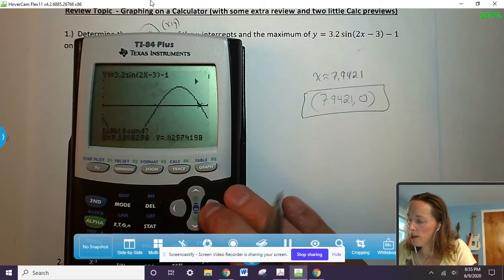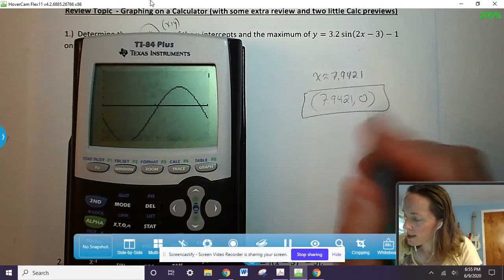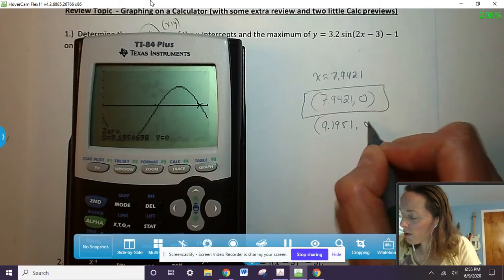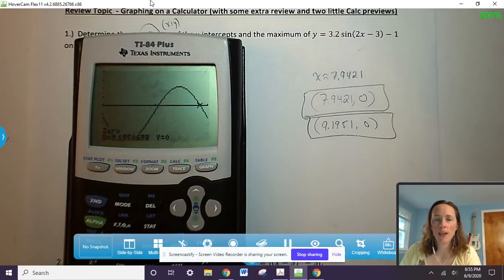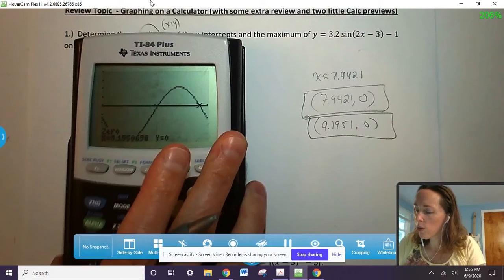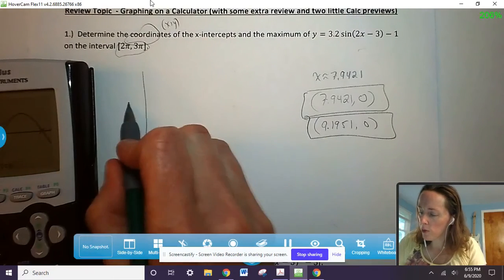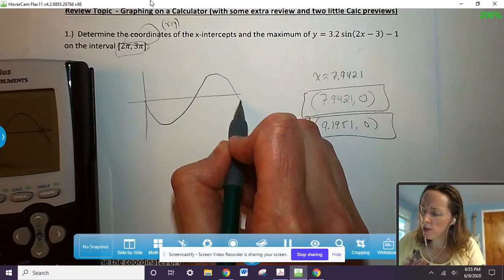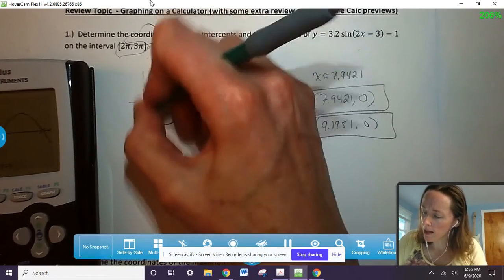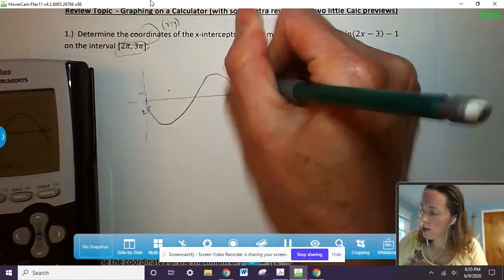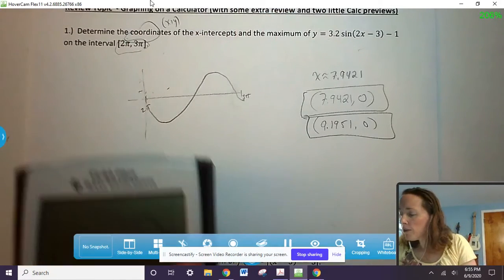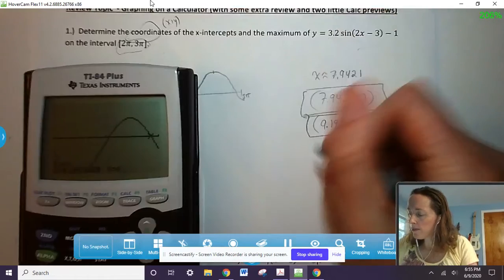Left bound, right bound, and your guess. So this one's 9.19510 for that x-intercept. In class, I always required that you make a sketch of the graph. So if you want to sketch it, you can. Calc next year, sometimes required, sometimes not. Since I changed the window, I'm going to note that it went from 2 pi to 3 pi. And then we want to find the coordinates of that maximum.